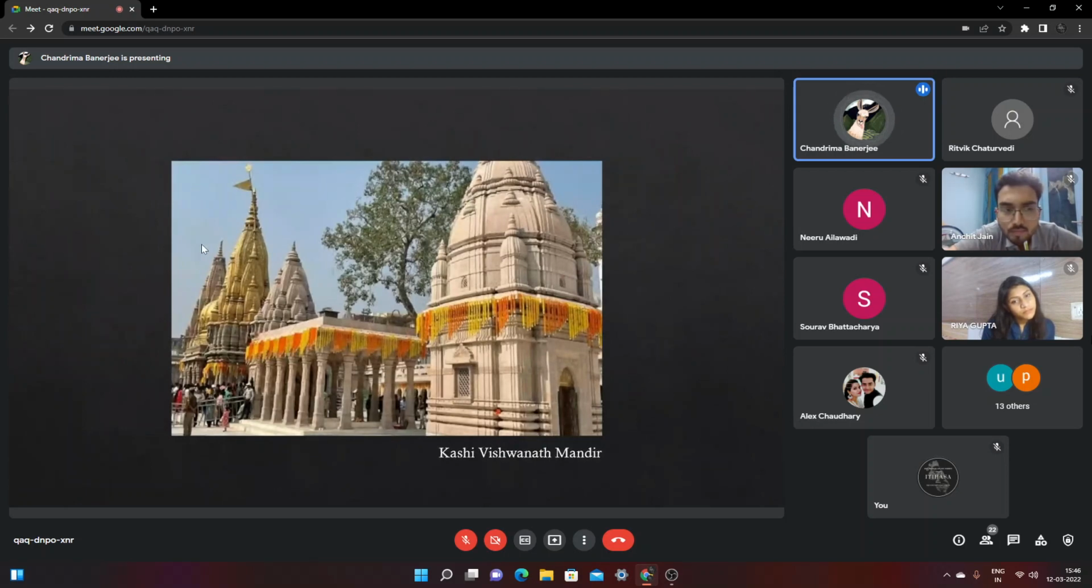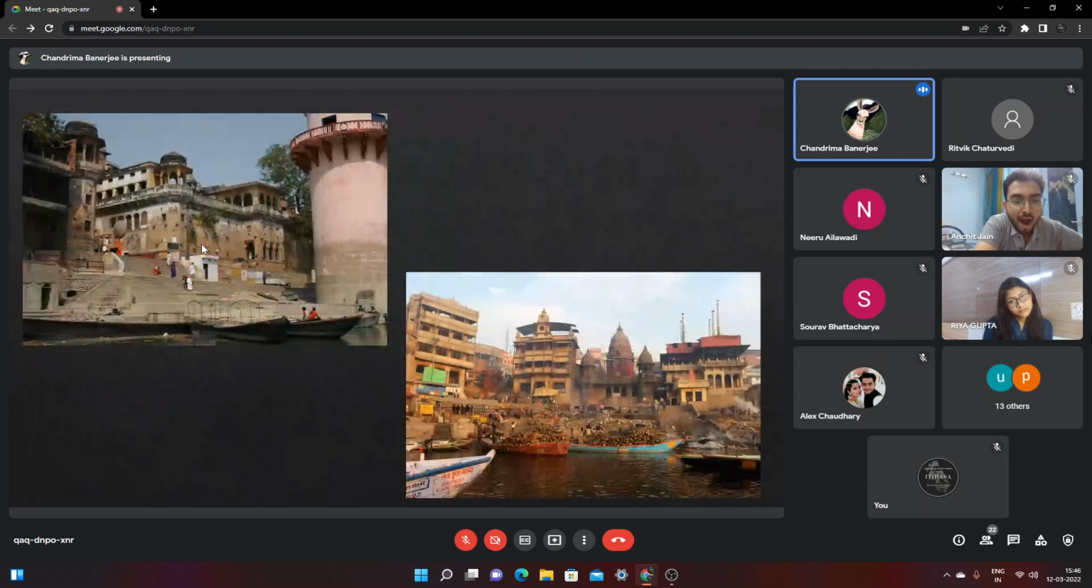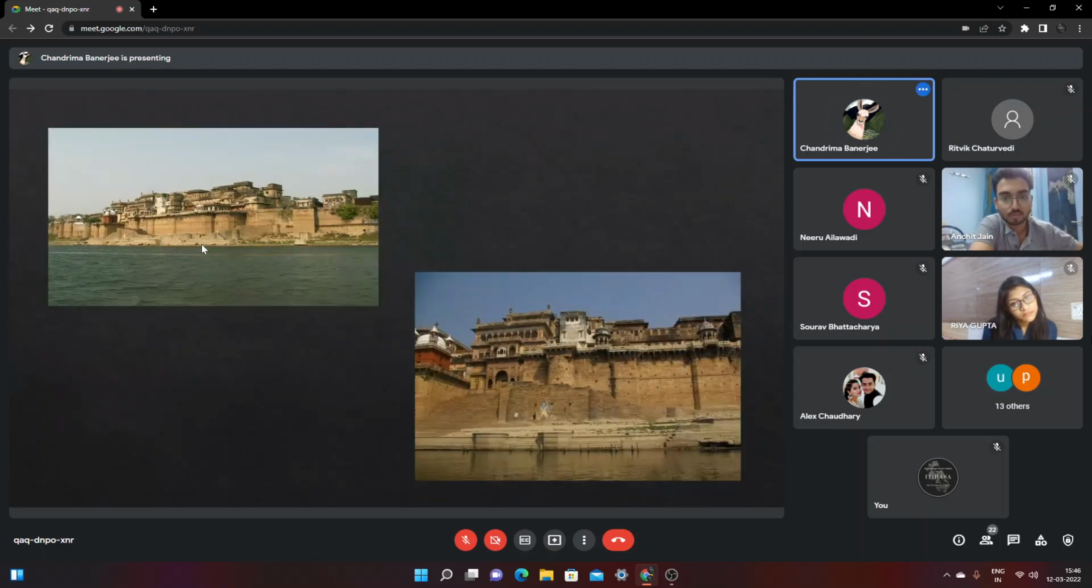There has been a lot of development of the ghats, initiated by the Peshwas of Pune, the Holkars of Indore, the Scindias of Gwalior, Rani Bhavani of Bengal, the kings of Nepal, and so on and so forth. This is just to give you a brief background of Varanasi. There are certain pictures of ghats which I took from the internet. I didn't get the time to be there in person, but this is just to show you the setting of Varanasi and its ghats, whose representations we'll see as I progress. These are a few pictures of the ghats at present.